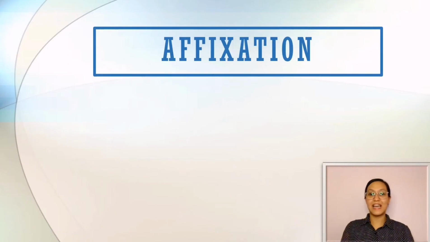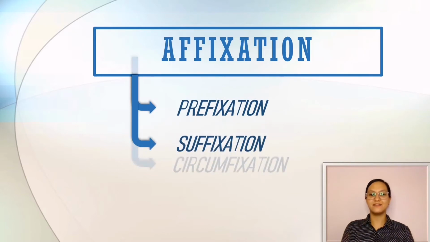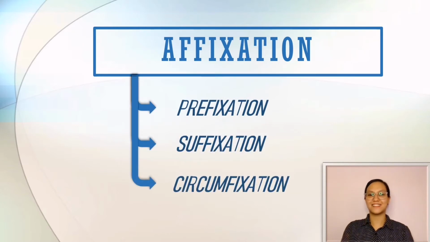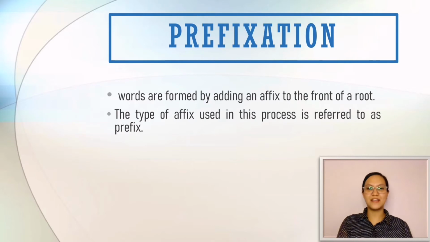Affixation actually has three subtypes. They are prefixation, suffixation, and circumfixation. Let us talk about prefixation first. Prefixation is a morphological process where words are formed by adding an affix to the front of a root. Basically, the affix used here is prefix.